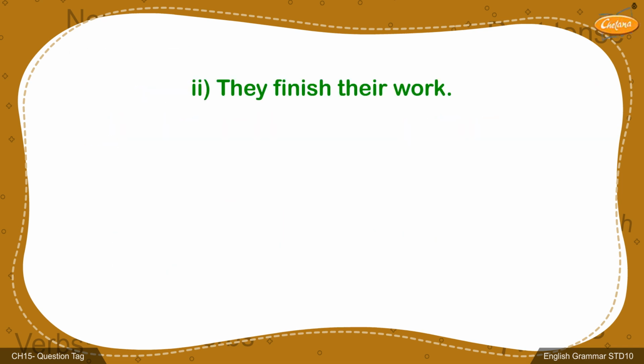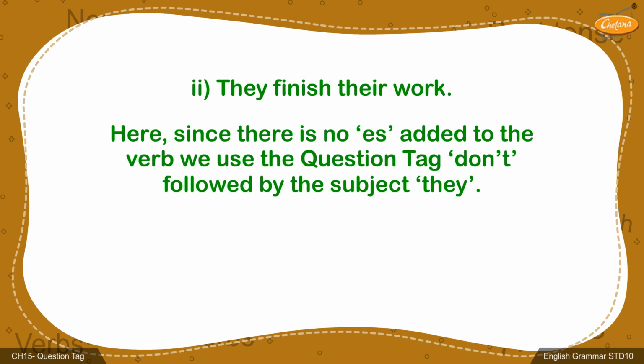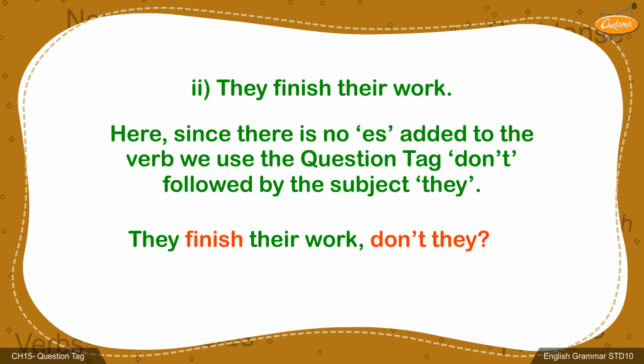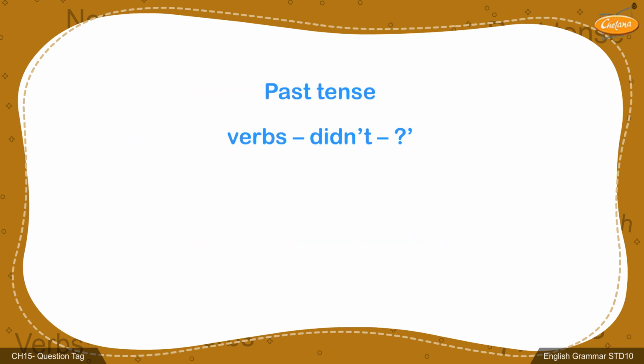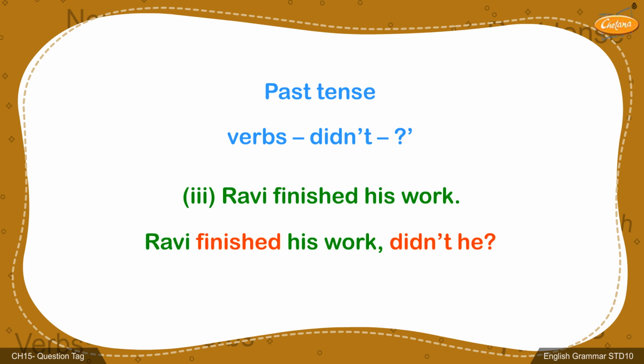2. They finished their work. Here, since there is no es added to the verb, we use the question tag don't followed by the subject they. In case of a past tense verb, the tag used is didn't. For example, 3. Ravi finished his work. Thus, the tag added would be didn't he? We have now learnt that if main verbs are given, the question tags are to be added in the given manner.